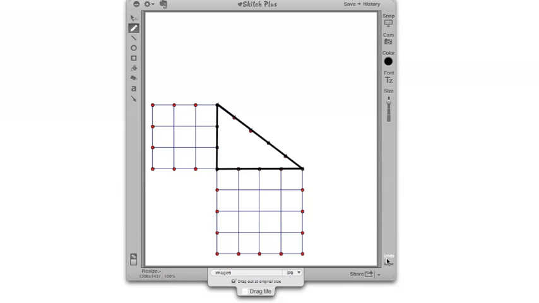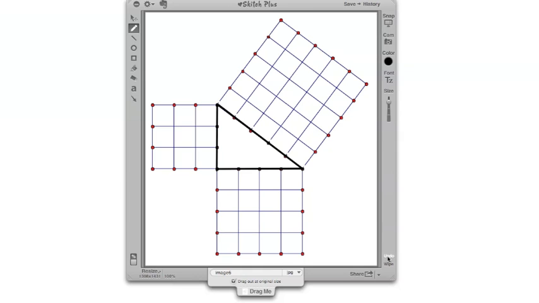Now I want to show that if I add these two together, a squared plus b squared, it's going to give me my hypotenuse squared. Well, if I look at my hypotenuse, I have 5 units. And so 5 squared is 25.